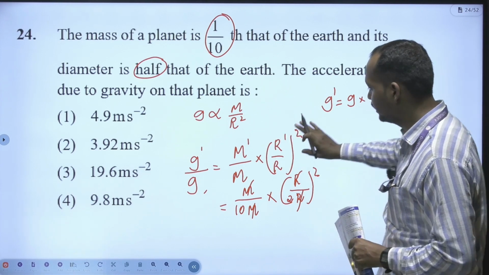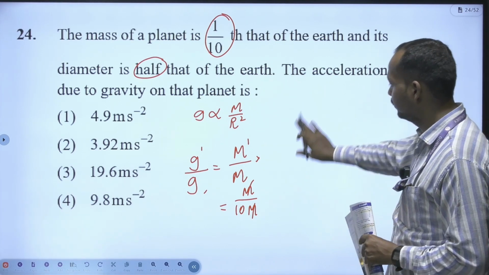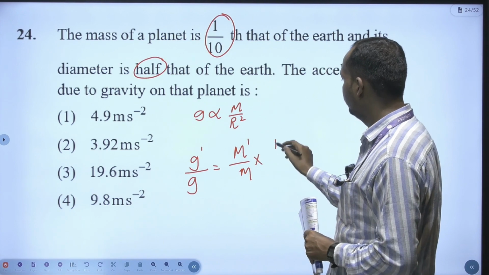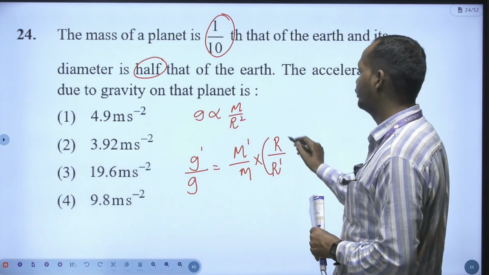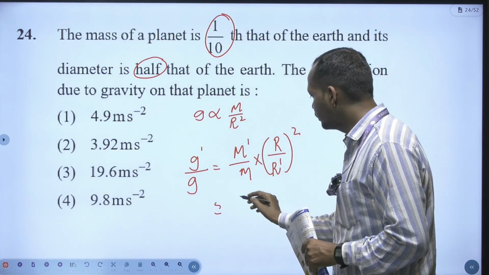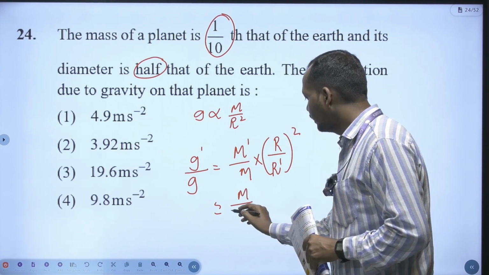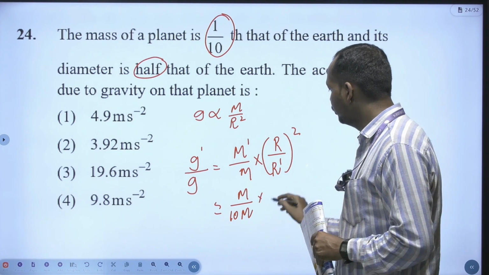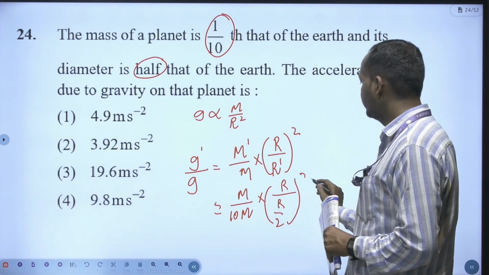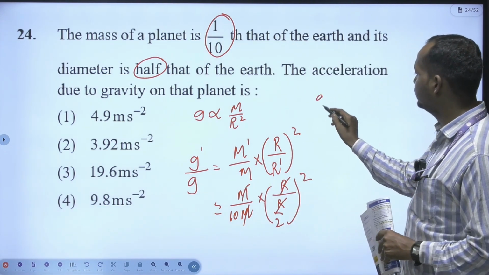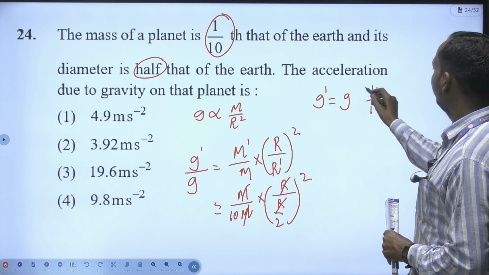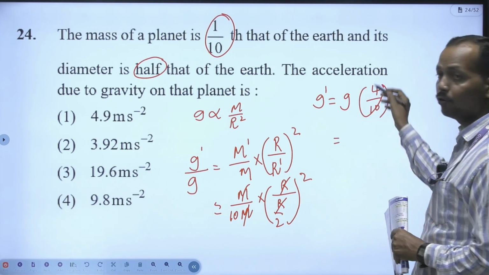No, here some mistake is there. G dash by G is M dash by M into R divided by R dash whole square it should be, because it is inversely proportional, no? Yes. So G dash by G, and M dash is how much? M divided by 10M, into R divided by R by 2 whole square. It should be like this. Then these R cancel, M gets cancelled. Then G dash is equal to G into 4 by 10. 4 by 10 times of this one. 4 by 10 times is what?